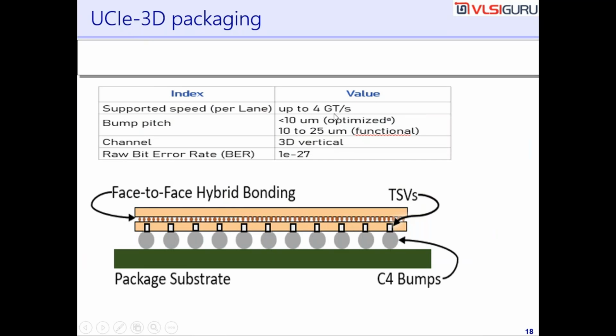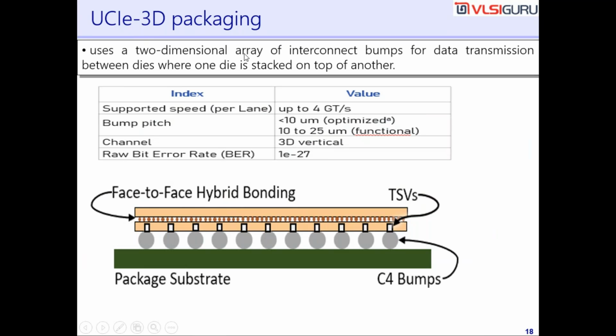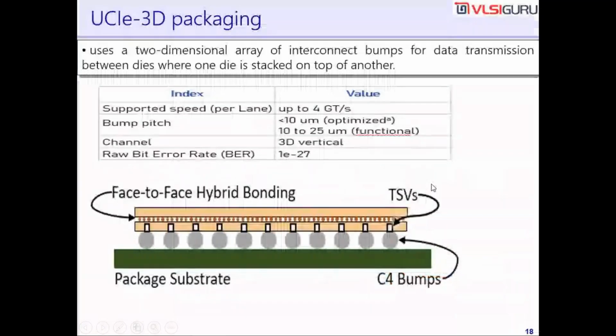It supports up to 4 gigatransfers per second. Bump pitch is less than 10 micrometer, and the channel is 3D vertical. Bit error rate is expected to be 1 in 10 to the power of 27. It uses a two-dimensional array of interconnect bumps for data transmission between dies, where one die is stacked on top of the other. See, dies are stacked on top of each other. Next, this is a brief about it.